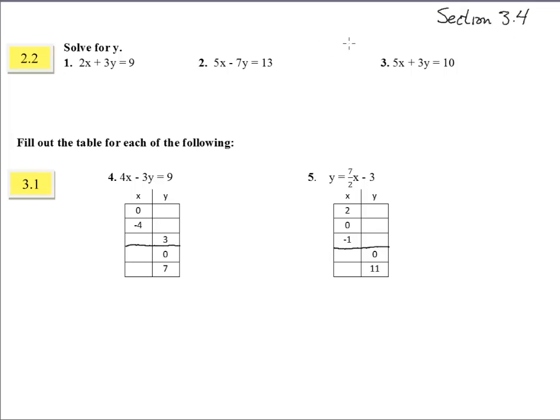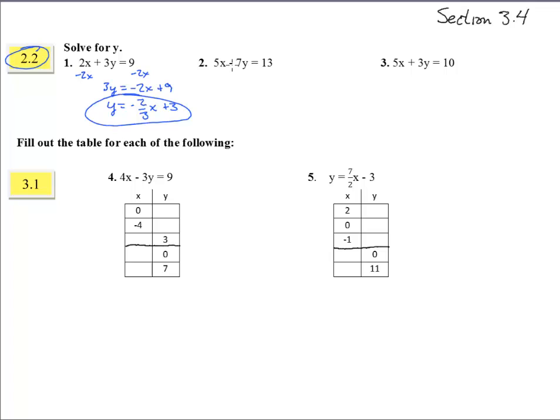Here we are in section 3.4 with the answers to numbers 1 through 5. Here this says solve for y. Look at this, we're clear back in 2.2 right now. That's all right, we can solve for y. Subtract 2x, and we get 3y equals 9 minus 2x, or negative 2x plus 9. We've been doing y equals mx plus b, so I'm going to put the x first. Divide by 3. So divide by 3 everywhere, and y is by itself.